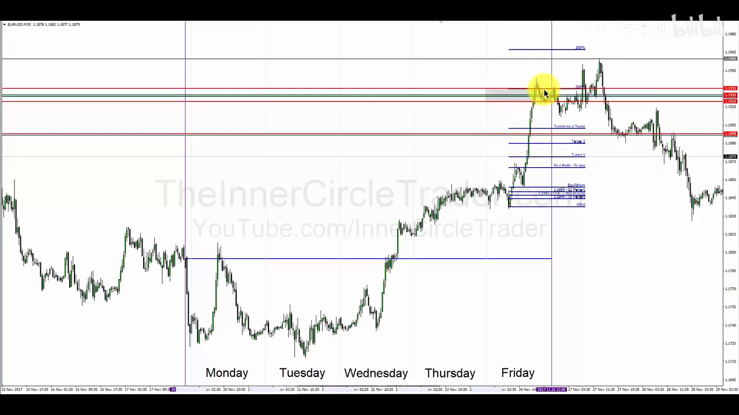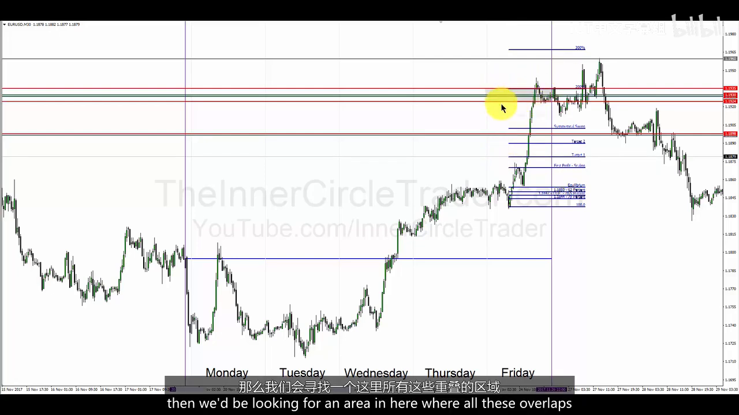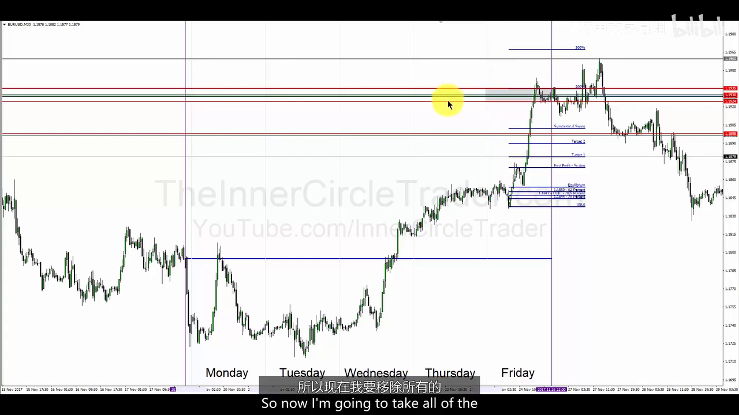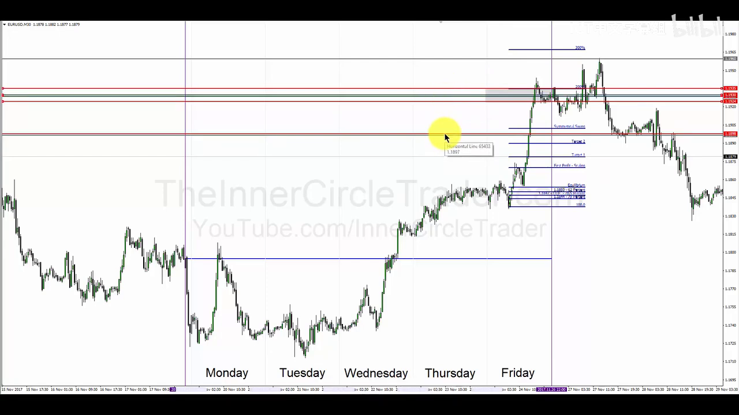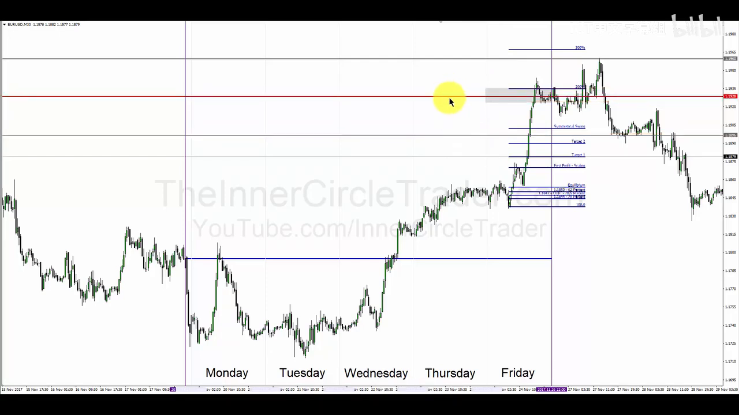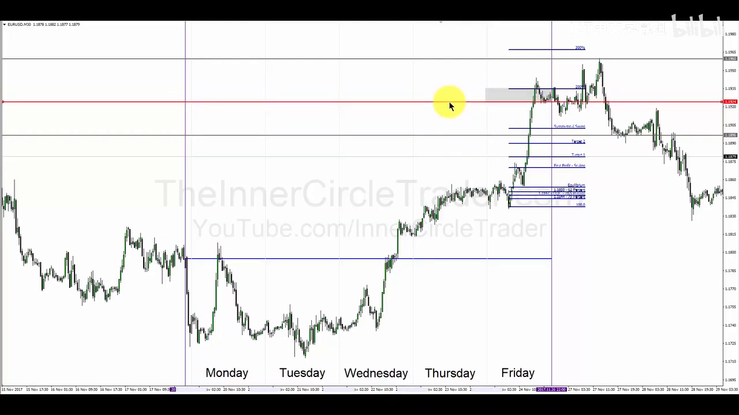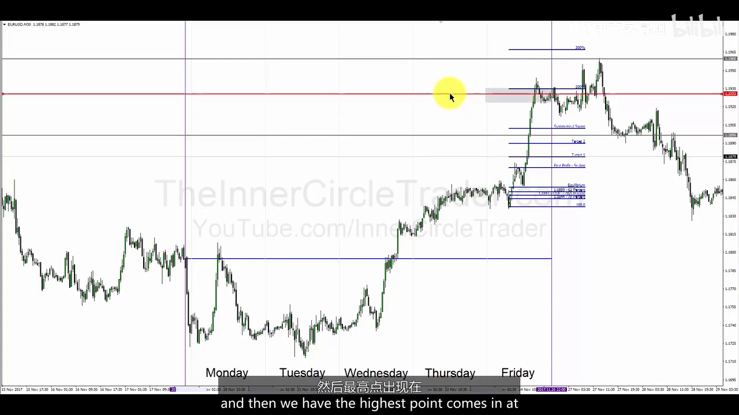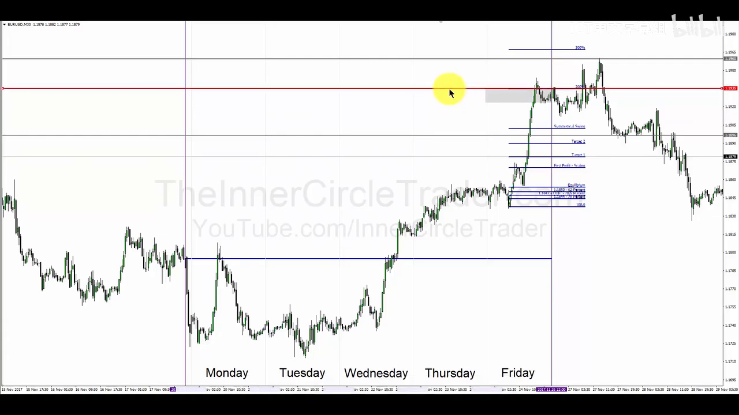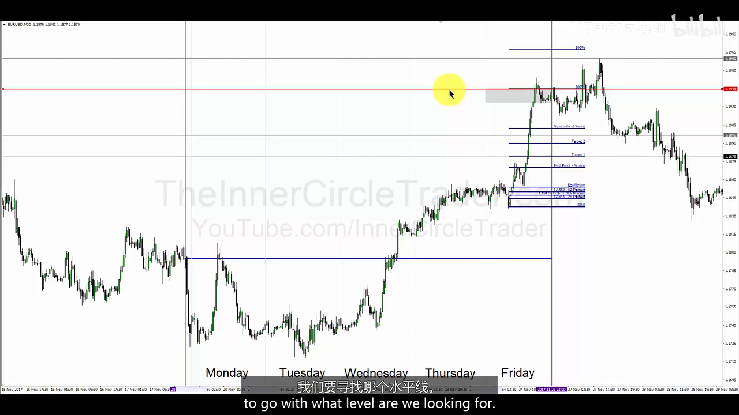If that trades through, then we'd be looking for an area in here where all these overlaps start to take place. So now I'm going to take all of the horizontal lines off to make it a little bit cleaner. And we can see that the lowest point that level confluence started was 119.24. And then we have the highest point comes in at 119.35. So you're stuck with the decision rather to go with what level are we looking for.